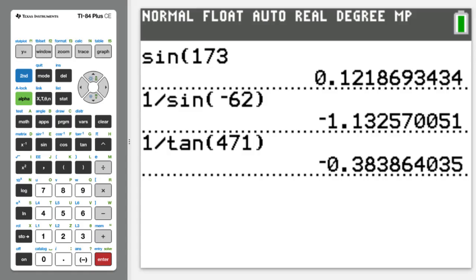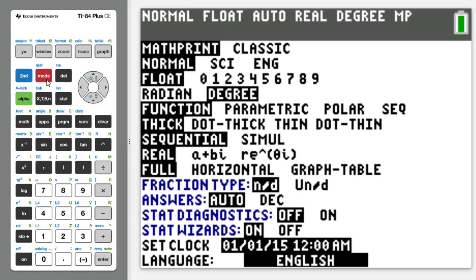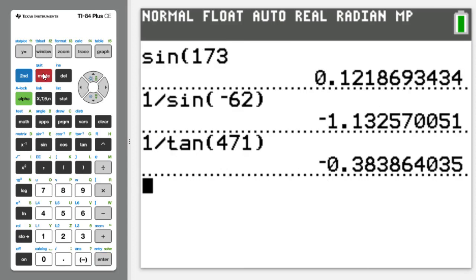Now to show how I would switch back out on the calculator, I would just press mode, which is the button right next to the second feature. I would go down to where it says radian, press enter, and then just quit back out, or you can press clear, I believe, and that would also take you back to your main screen. And now I should be able to type in anything I need to.